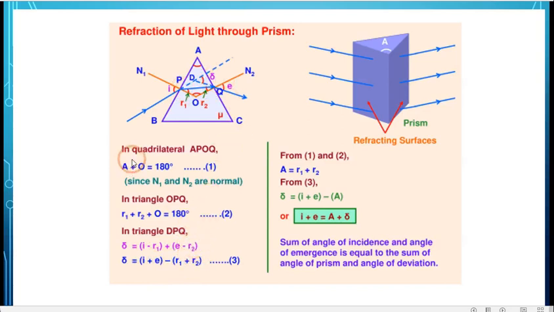Now, when we compare these both equations, A plus O is equal to R1 plus R2 plus O. 180, 180 already cancelled. O now cancelled. So A becomes R1 plus R2. So in place of R1 plus R2, we can substitute A. So delta becomes I plus E minus A. Therefore, we can write I plus E is equal to A plus delta. That is, the sum of angle of incidence and angle of emergence is equal to the sum of angle of prism and angle of deviation. Just check once.